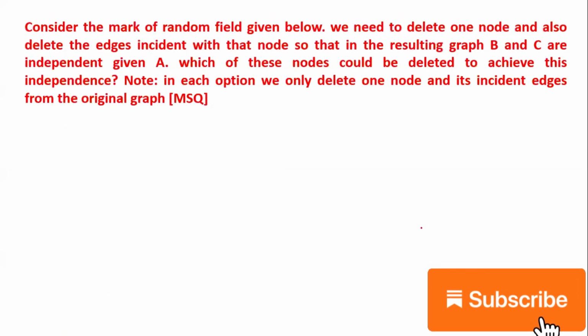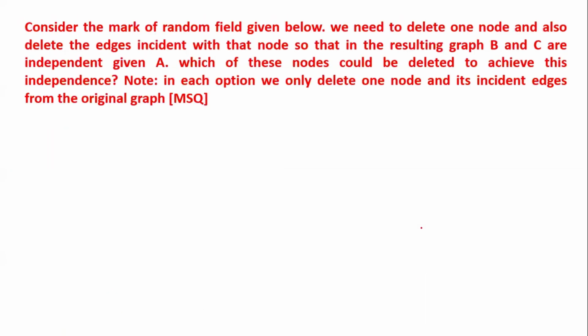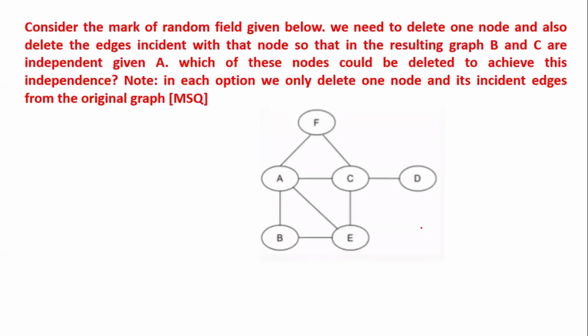Now coming to the next question. Consider the Markov random field given below. We need to delete one node and also delete the edges incident with that node so that in the resulting graph B and C are independent given A. Which of these nodes could be deleted to achieve this independence?